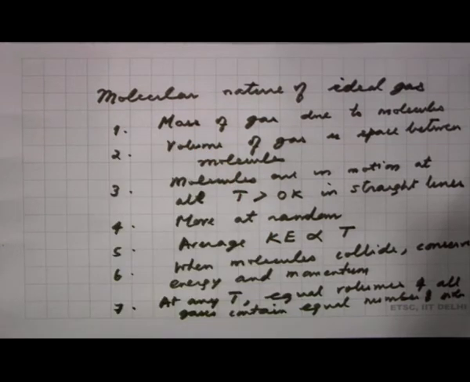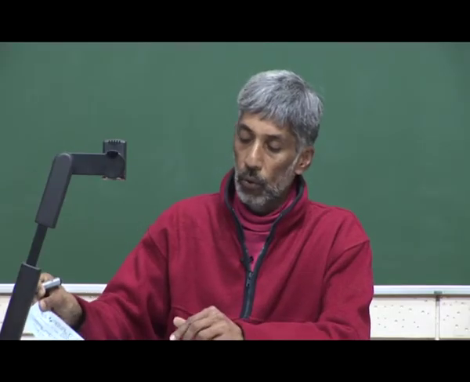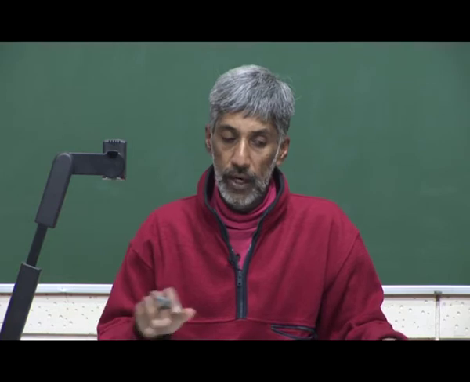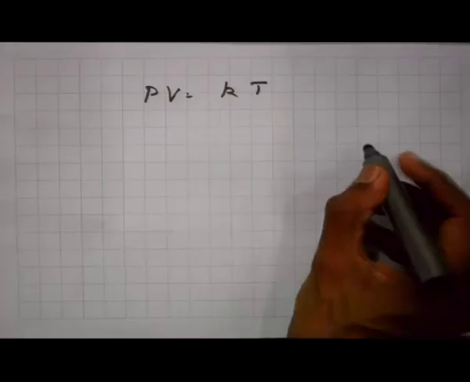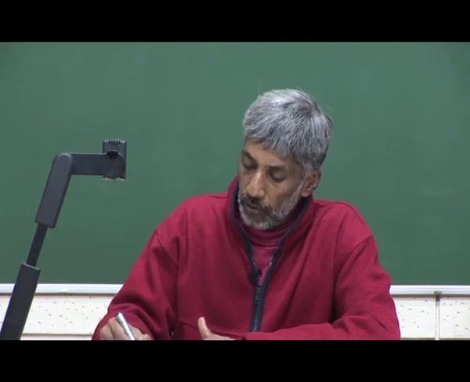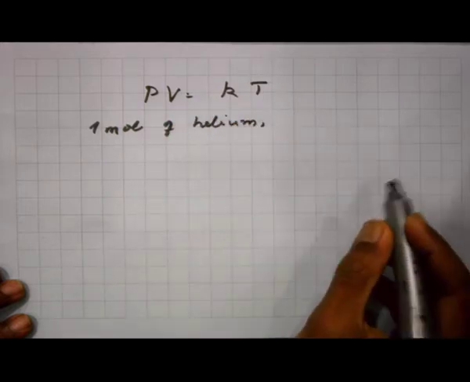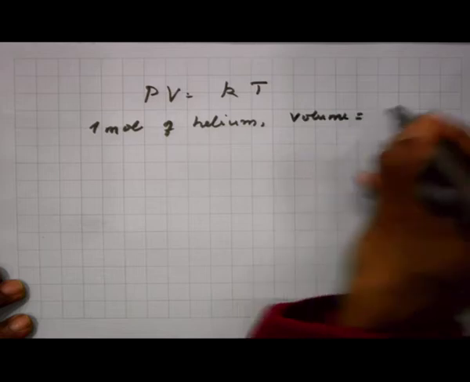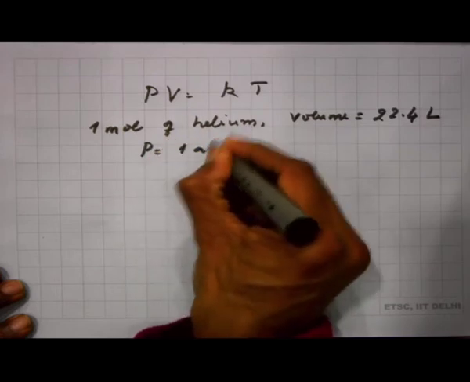Okay? So, these are the ingredients of the molecular nature of the ideal gas, but we still have not figured out what the value of K is. So, let us try and go back and figure out what the value of K is in this expression for PV equals KT. How does one go about this? We take 1 mole of helium, and we know it occupies a volume equal to 22.4 liters, and the pressure equals 1 atmosphere.